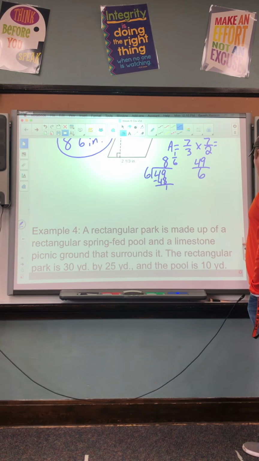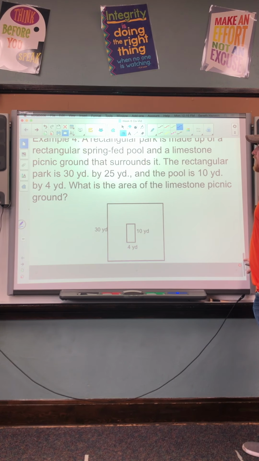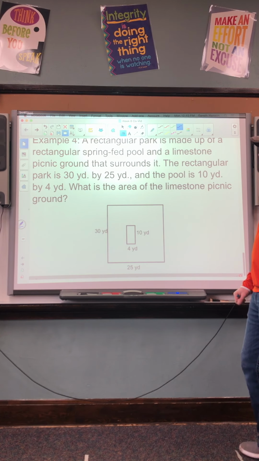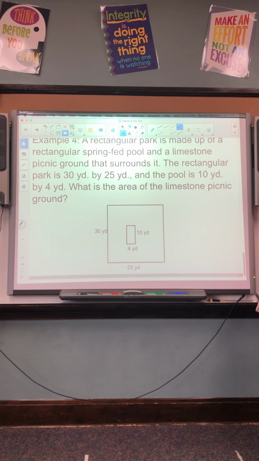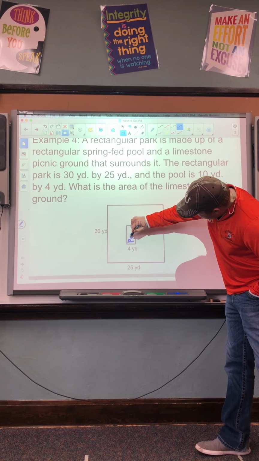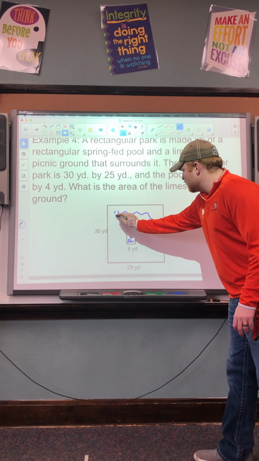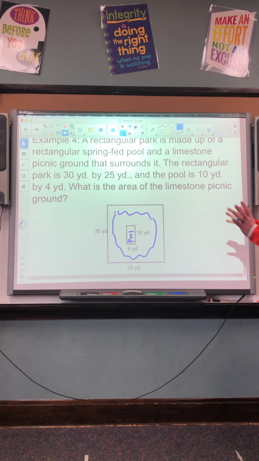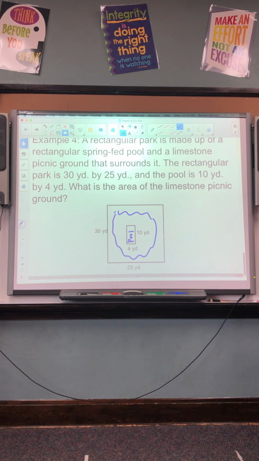Okay, example 4. This will probably be, you have 2 questions in your lesson that deal with this, and it'll probably be the hardest part of your lesson. Okay, a rectangular park is made up of a rectangular spring-fed pool, which is right here. I forgot to label that. And a limestone picnic ground that surrounds it, and that's what this is. Picnic ground. All of that area outside the pool. The rectangular park is 30 yards by 25 yards, and the pool is 10 yards by 4 yards. What is the area of the limestone picnic ground?